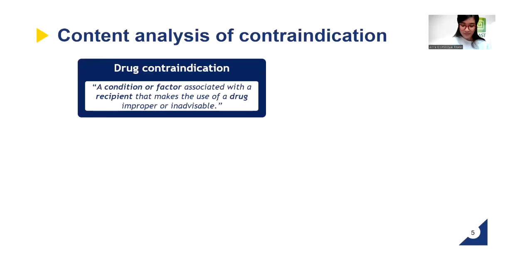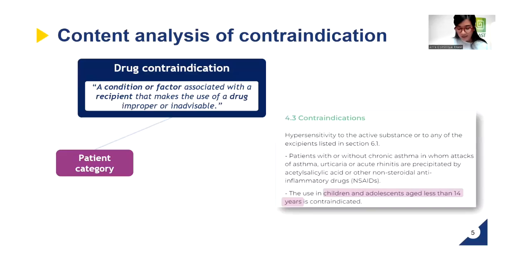So now let's have a closer look at the content of contraindications. These fall into distinctive categories. One of them is the patient-specific contraindications, whether it's a specific age group or population category, and you can see an example here on the right side of the slide.